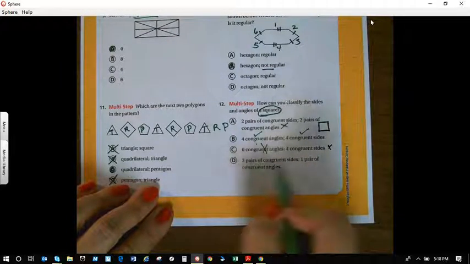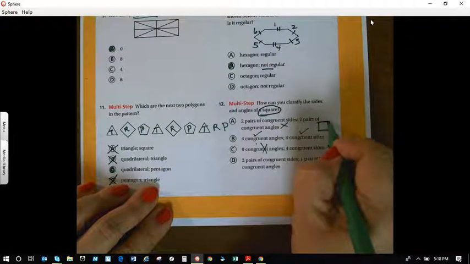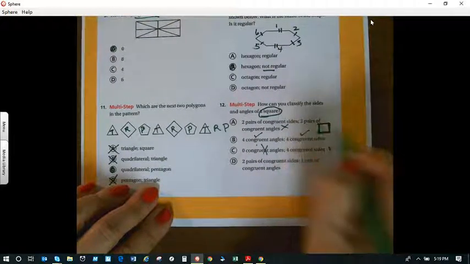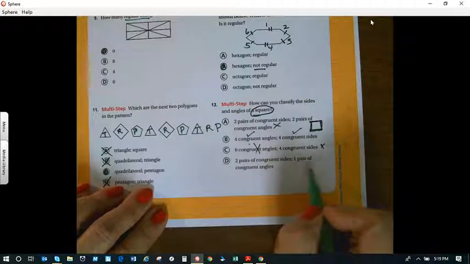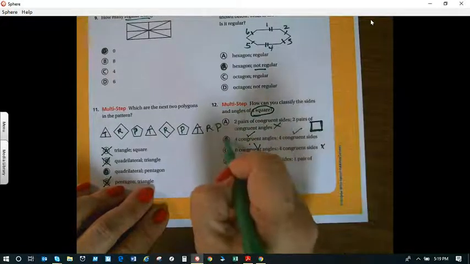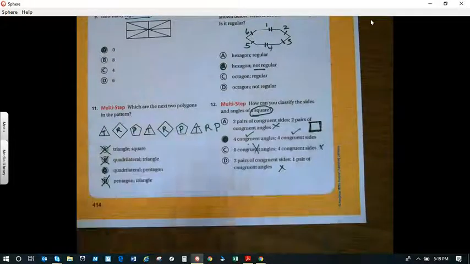2 pairs of congruent sides, nope, they're all equal. Try to make that as equal as possible. And then 1 pair, so nope, that's not a true statement. So my best answer is B. And that's it for tonight's homework.